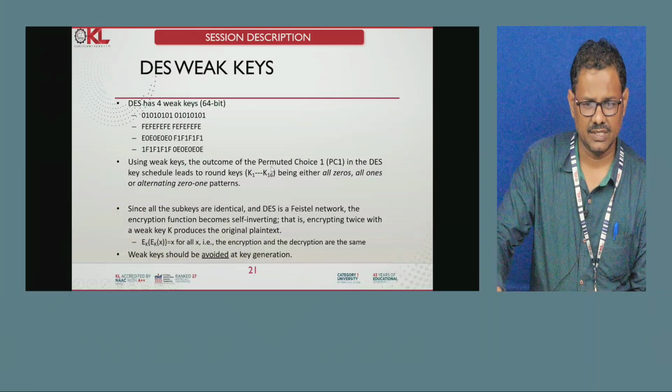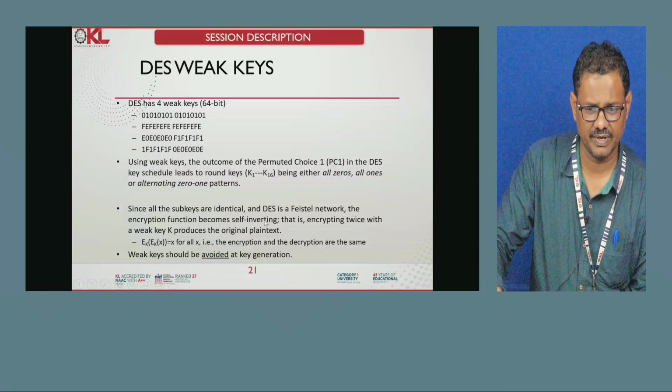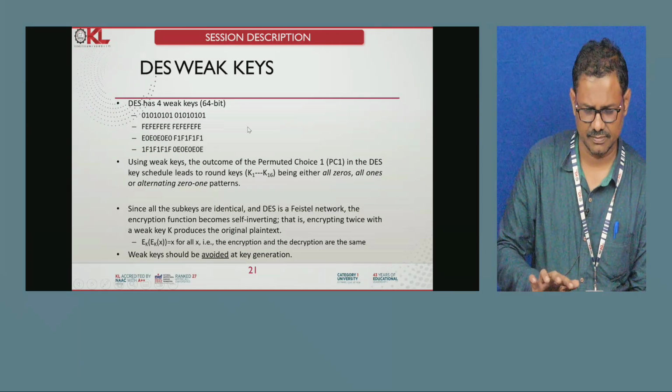Okay, using weak keys, the outcome of the parameter choice in the DES schedule is round keys being either all zeros, all ones, or alternating 0 and 1 patterns. Since all the keys are identical and DES is a Feistel structure, the encryption function becomes self-inverting, that is, encrypting twice with a weak key gives the original plain text. That is the problem here. So by encrypting twice we are getting the original plain text only. That's why these are called weak keys.